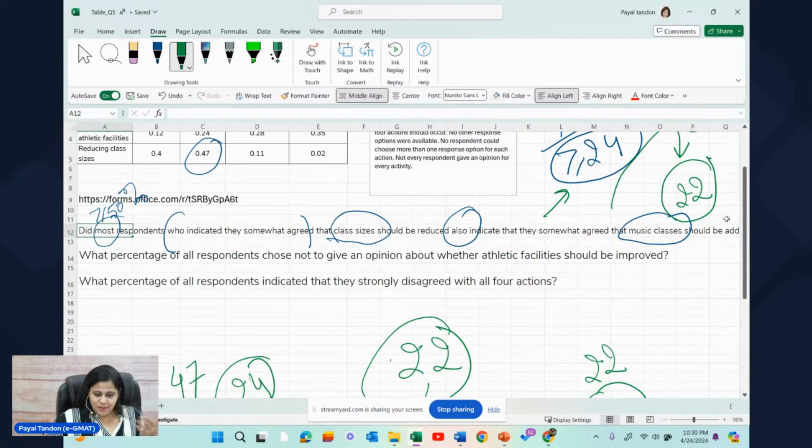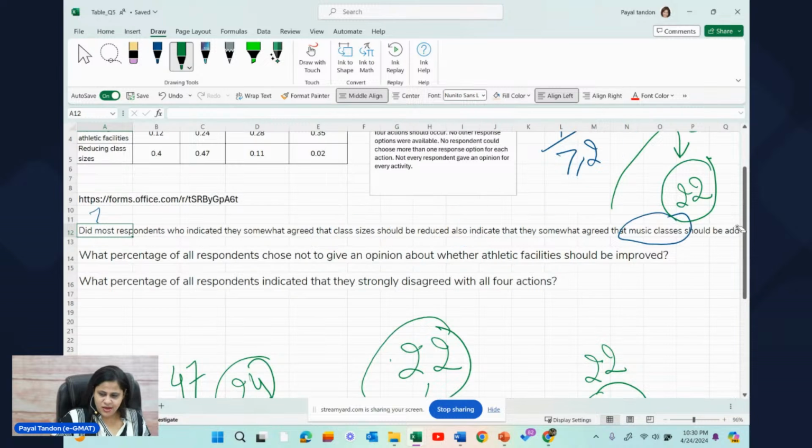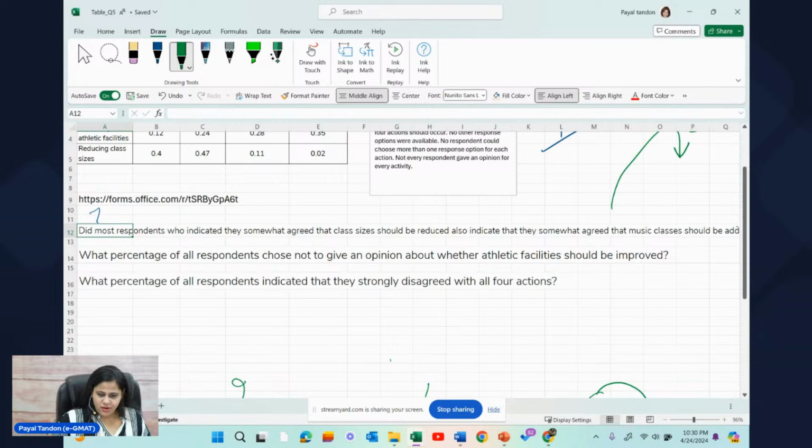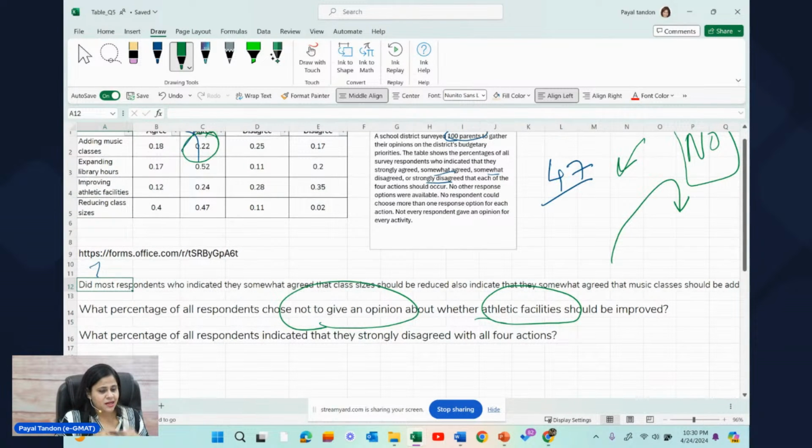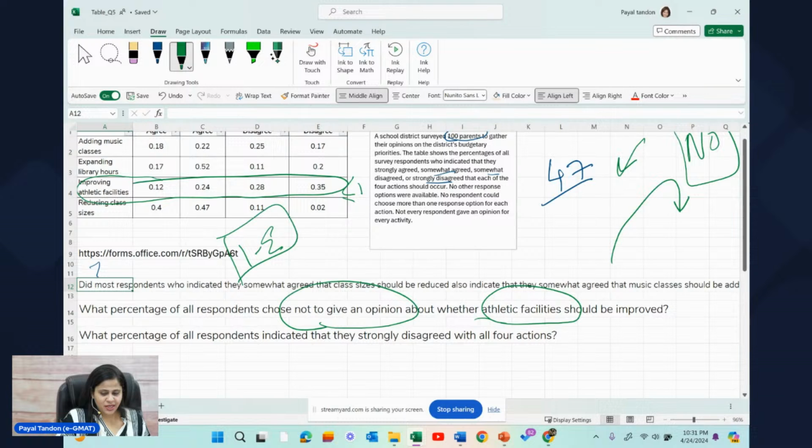Statement number 2, I think most of you answered this question correctly, but some of you made a mistake over here, so let's look at that. What percentage of all responders chose not to give an opinion, which means they are not part of the table, about whether athletics facilities should be improved? Again, in this question, you don't really have to find the exact answer. All you have to figure out is whether there is enough information in the data set such that you can answer the question. And we were able to figure out in our data set understanding itself that this number is less than or equal to 1, which means that if I simply add this up and subtract it from 1, I will be able to get the answer to this question.